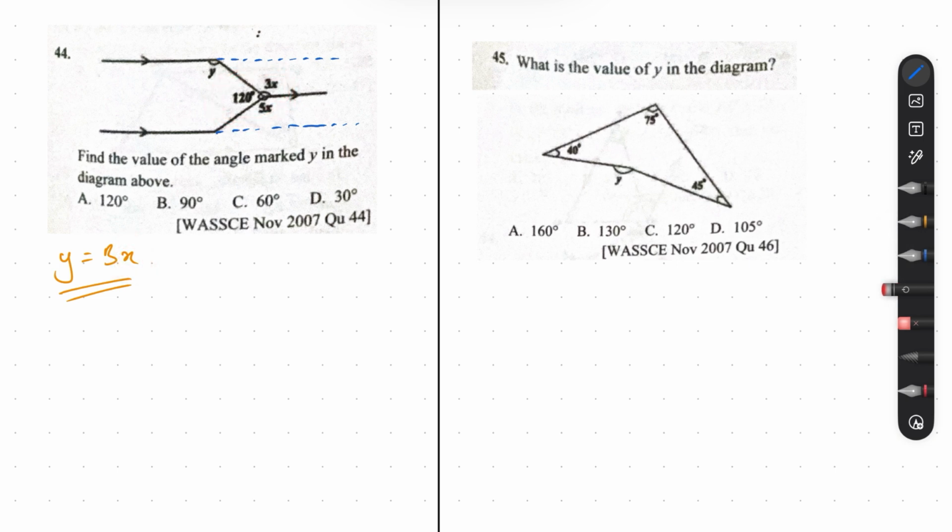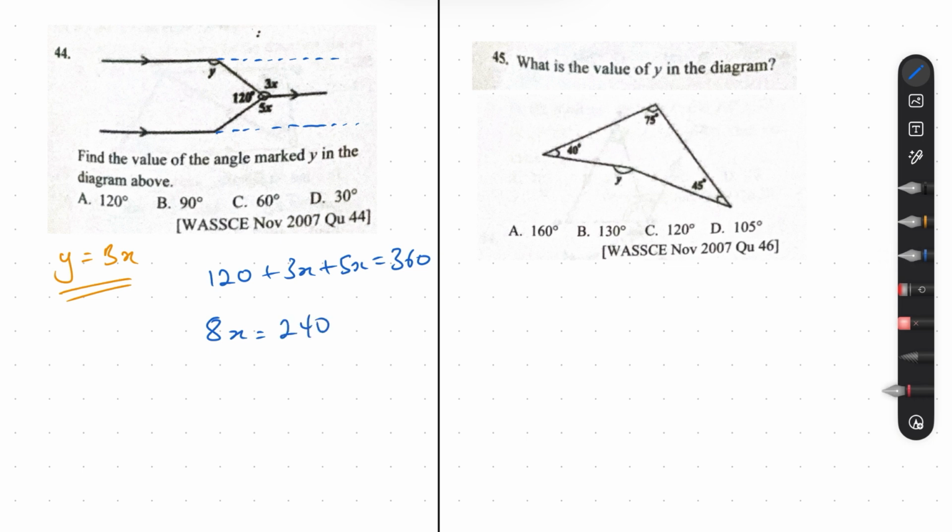Now how do you find x? You know that the angles at a point add up to 360. So we add 3x plus 120 plus 5x. We should get 360. So let's do that. So we have 120 plus 3x plus 5x should give us 360. So we have 8x to give us 360 minus 120. That will give us 240.